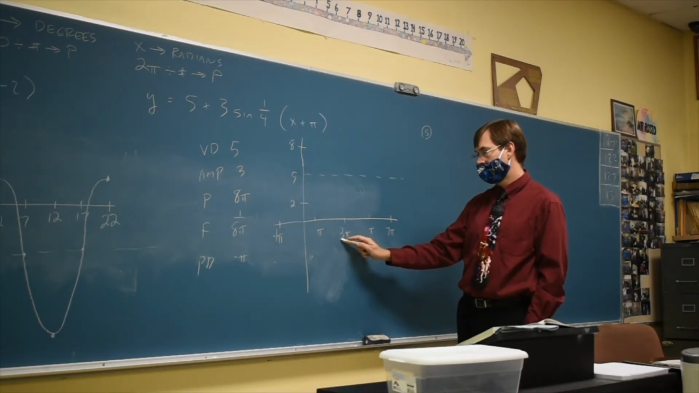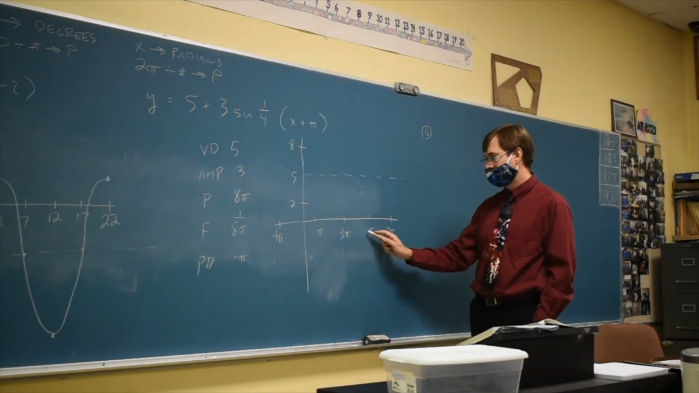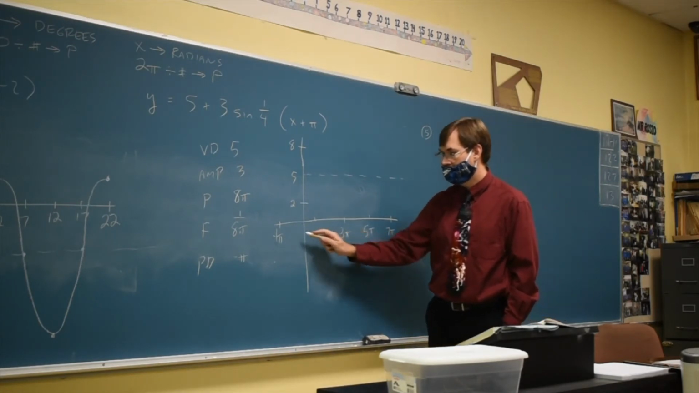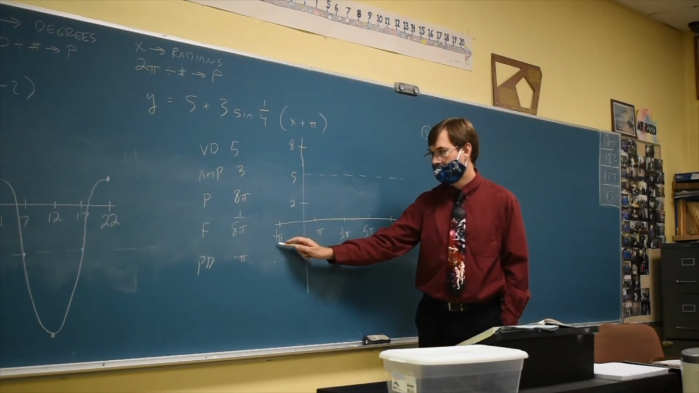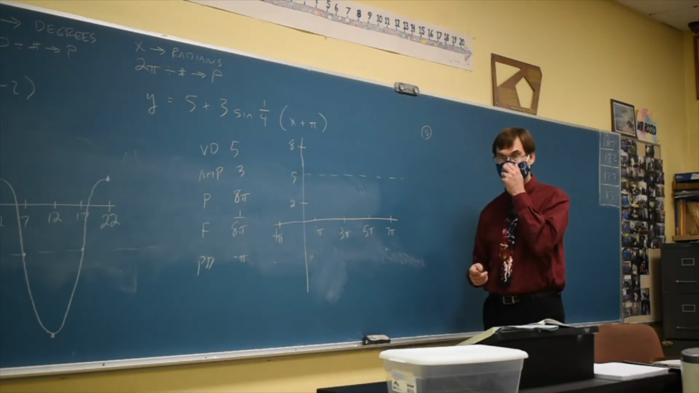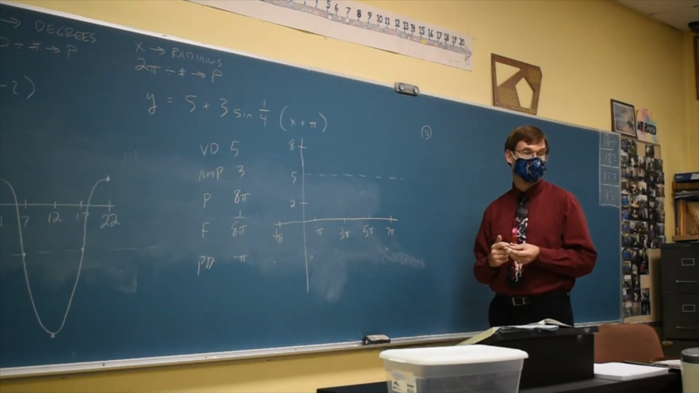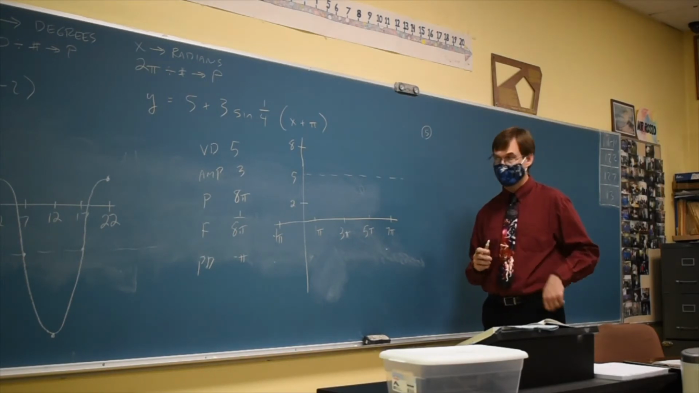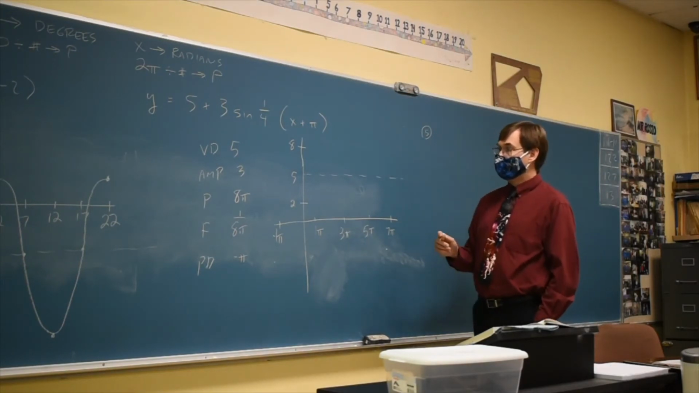Halfway between -1 and 7 is 3, so 3 pi. Halfway between 3 and 7 is 5, so 5 pi. Halfway between 3 and -1 is 1, so 1 pi, which you could have either visibly or invisibly there as that 1. Anything about that zone? Okay, then it's graph time.